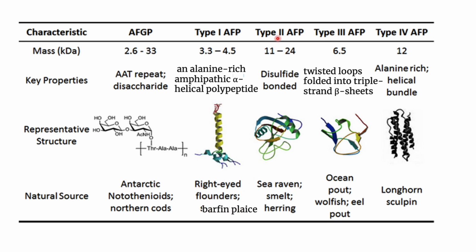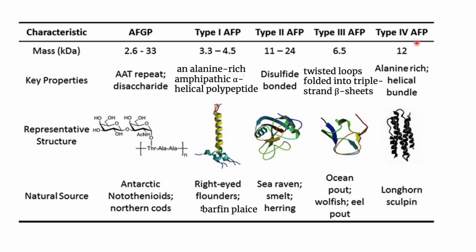And when we look at the type 2, the molecular weight is around 11 to 24 kilodaltons. They have disulfide bonds, and some examples are given: sea ravens, smelt and herrings have this particular type of protein. When we look at type 3, the molecular weight is around 6.5 kilodaltons. They have twisted loops folded into triple stranded beta sheets as we can see here. And ocean pout, wolffish and eelpout are examples of species which contain these proteins.